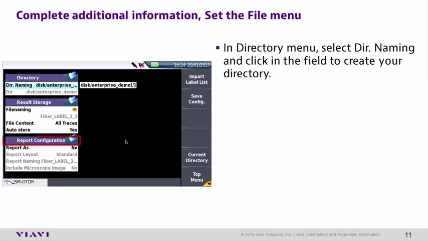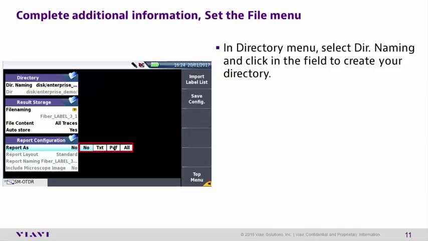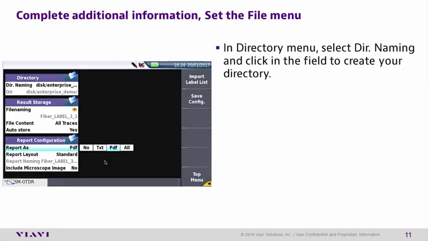Under the Results Configuration section, you can choose the types of report files that are generated during the saving process. This includes text and PDF files. You also have the option to save the last fiber microscope test image with your test. This is useful for back-to-back visual and OTDR tests of panels.